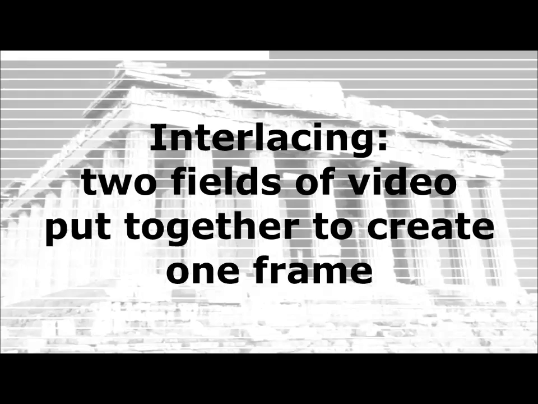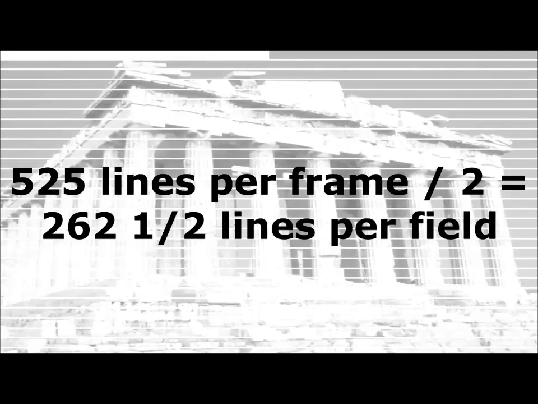Interlacing occurs because the second field of scanning starts half a line's distance across the screen relative to the first field. The analog television system has 525 total lines per frame. Therefore, each field has half that many, or 262.5.